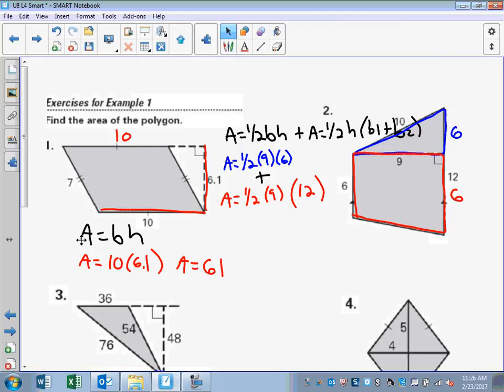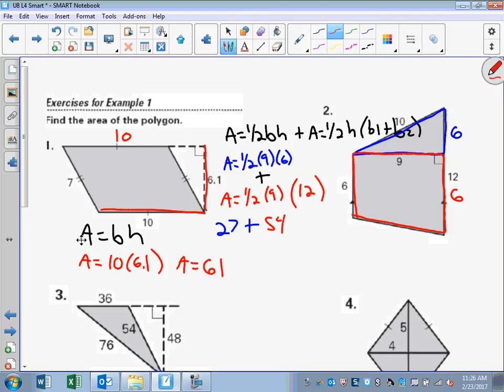So for your final answer, you should get area of the triangle is 27 plus the area of the trapezoid is 54. So the total area is going to be 81. That's all you need to do for that one.